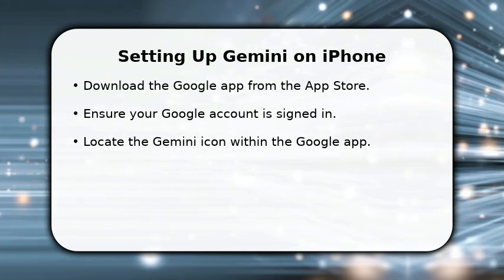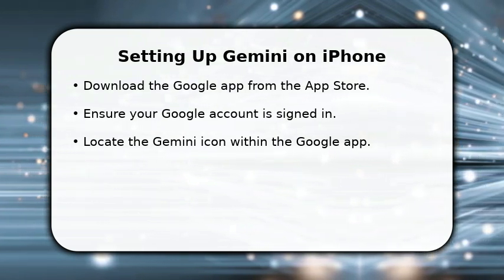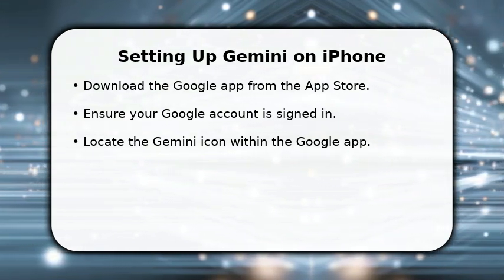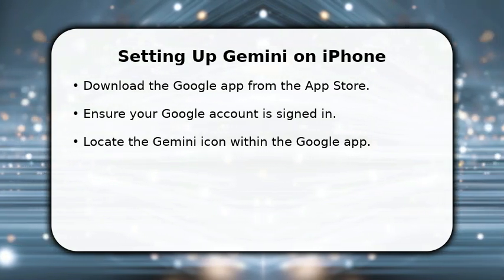Look for the Gemini icon, usually at the top of the screen. Tapping this icon will activate Gemini, allowing you to begin using its features immediately. This simple step connects you to a powerful AI assistant.